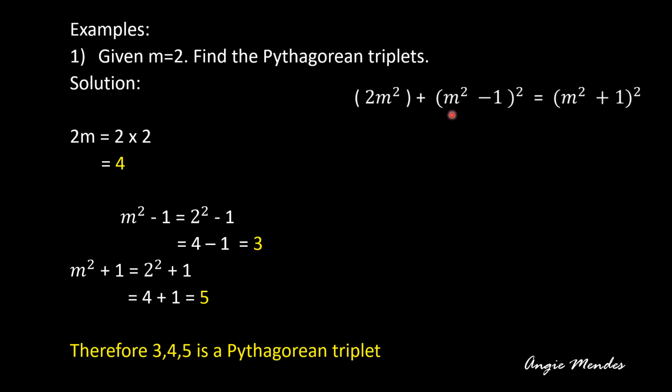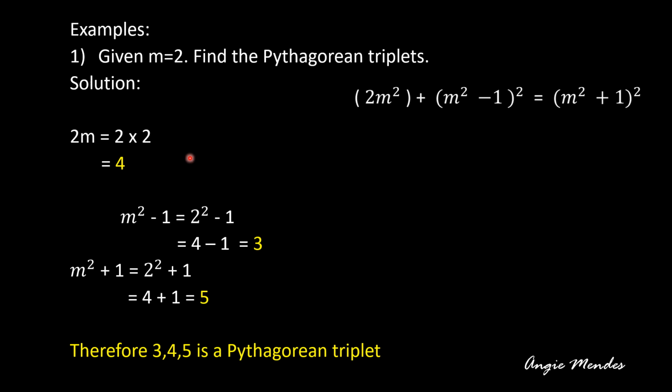The next is m square minus 1. So we are going to take m square minus 1, substitute value of m, it is 2 square minus 1, 2 square is 4, so 4 minus 1 is 3. The next one is m square plus 1. So substituting the value of m, we get 2 square plus 1, which is 4 plus 1 is 5. So 3, 4 and 5 is the Pythagorean triplet.